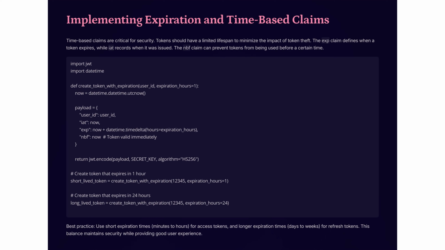Time-based claims enhance security by limiting token lifespan. The exp claim sets expiration, iat records issuance, and nbf prevents premature use. Implementing these in Python involves setting iat, exp, and nbf in the payload. Use short expiration for access tokens and longer for refresh tokens to balance security and user experience.